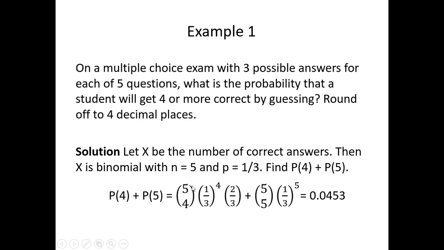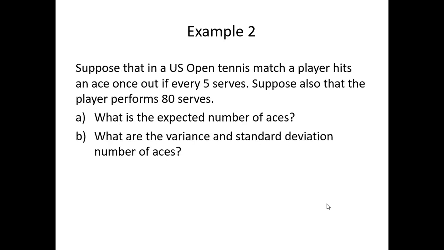Probability of 4 is 5 choose 4, 1/3 to the 4th, times 2/3. This would be to the first power, but I omitted that since we don't need it. And then we add 5 choose 5, that value is just 1, times 1/3 to the 5th power. Okay, if we work this out and then round off, our final answer should be 0.0453. So that's example 1.